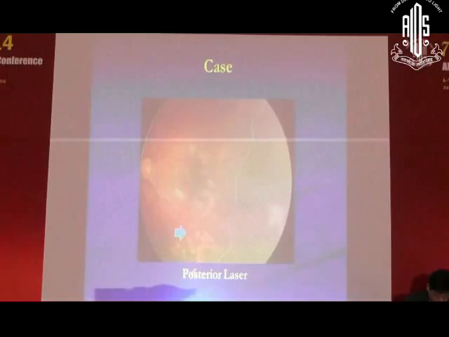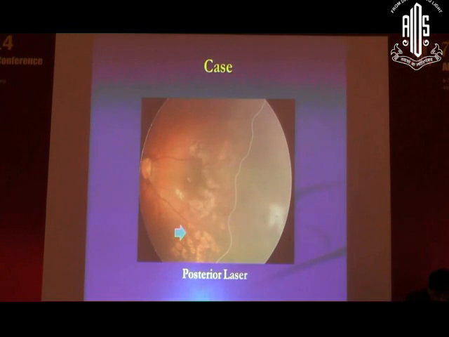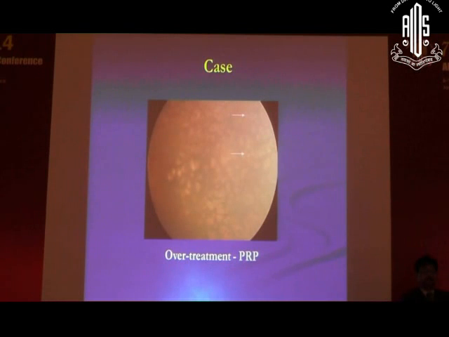In this case, how not to laser? There's no sense lasering behind the ridge. You need to laser anterior to the ridge, because from the ischemic area, the stimulus is all anterior to the ridge. Lasering behind will not help in this case.